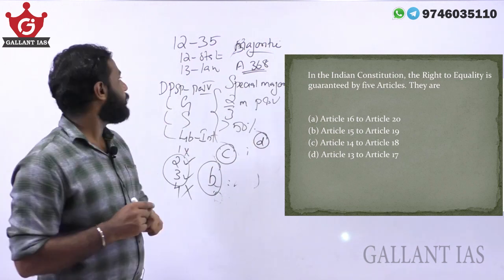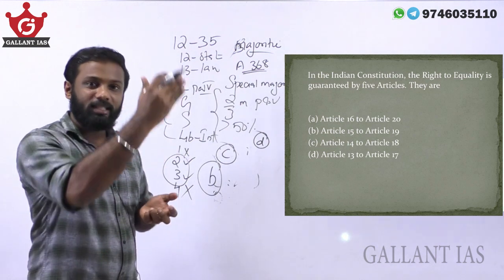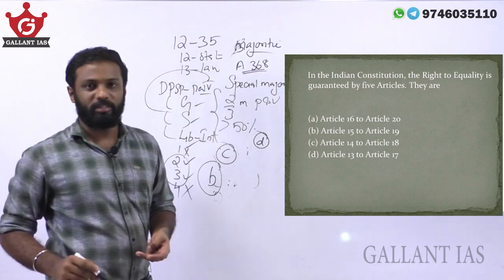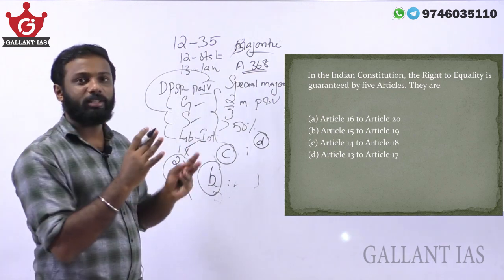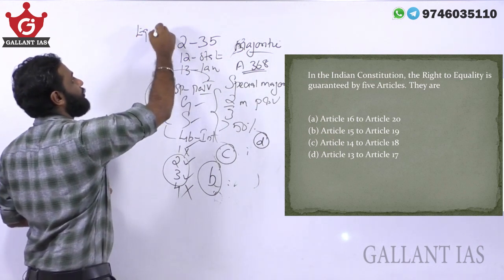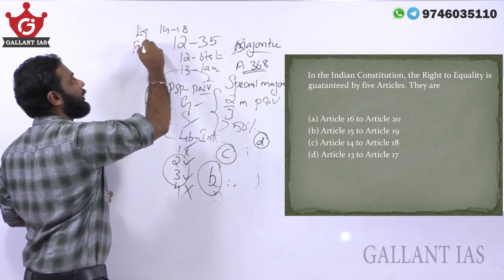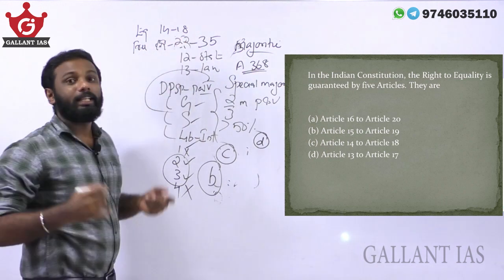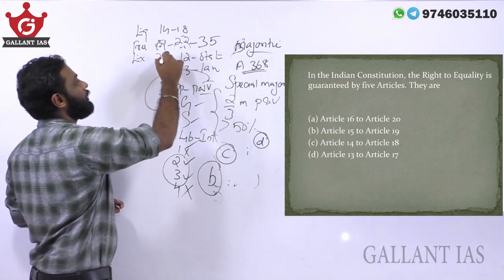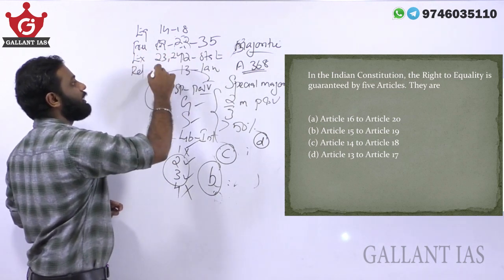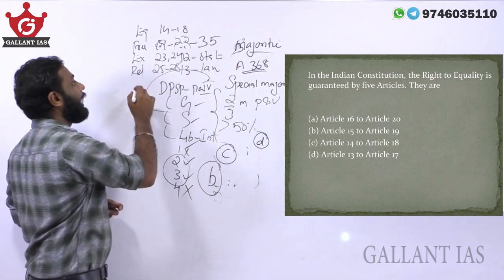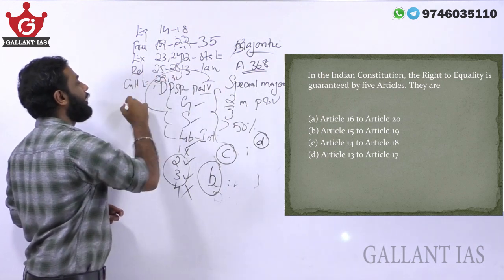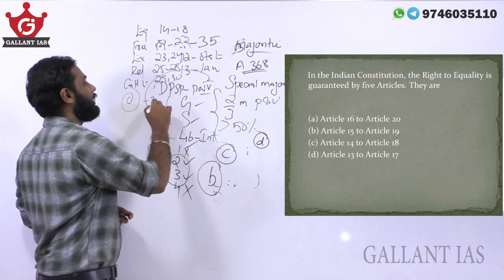When you move on to studying fundamental rights, please classify. In DPSP we classified based on Gandhian, socialist and liberal intellectual principles. Similarly, fundamental rights you have to study by classification: right to equality comes under Article 14 to 18. Right to freedom comes under Article 19 to 22. Right against exploitation comes under Article 23 and 24. Right to freedom of religion, Article 25 to 28. Cultural and educational rights come under Article 29 and 30. Right to constitutional remedies comes under Article 32.